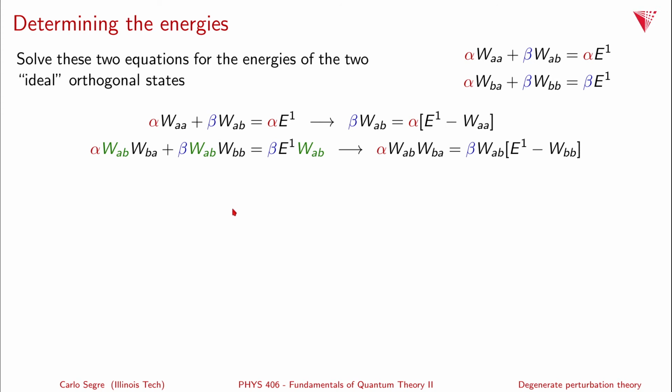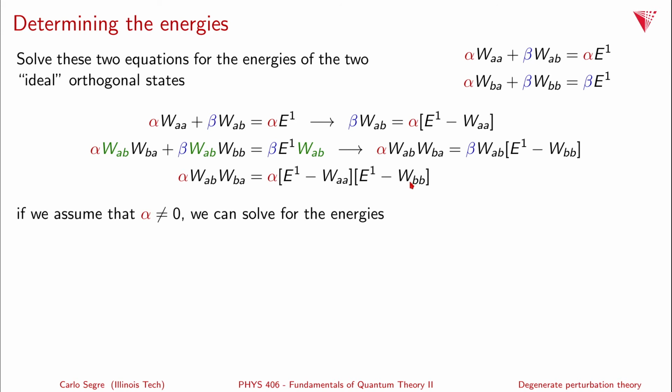We can now solve for alpha WAB WBA, bringing all the other terms to the other side. We get beta WAB times E1 minus WBB. Remember, WBB and WAA are the diagonal elements. Well, with these two equations, we can now combine them by plugging in for beta times WAB right here. So we have alpha WAB WBA is equal to alpha times E1 minus WAA times E1 minus WBB. If we assume that alpha is not equal to 0, because that would be sort of a trivial solution, we can solve for the energies now. This is just a quadratic equation.